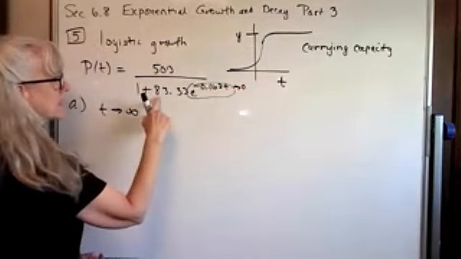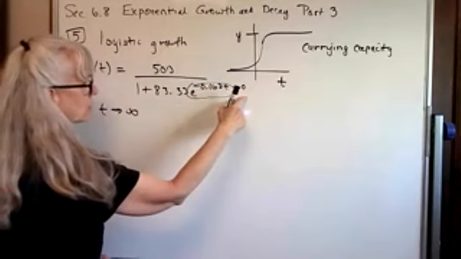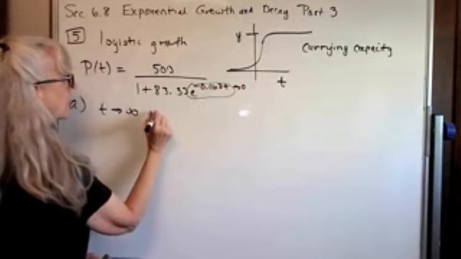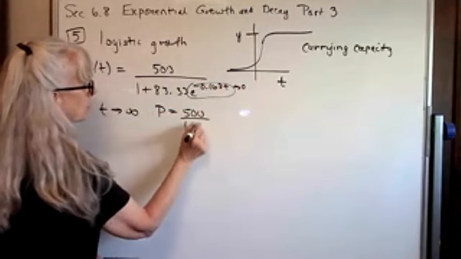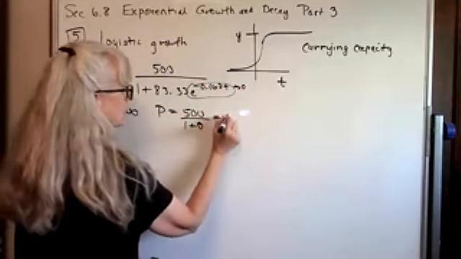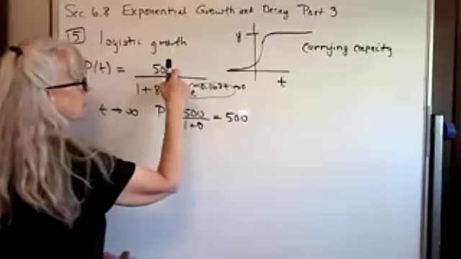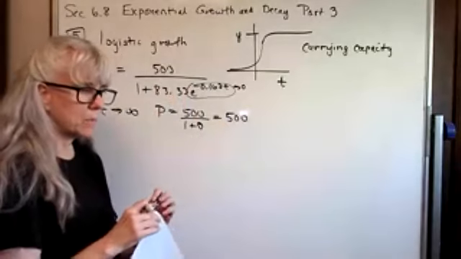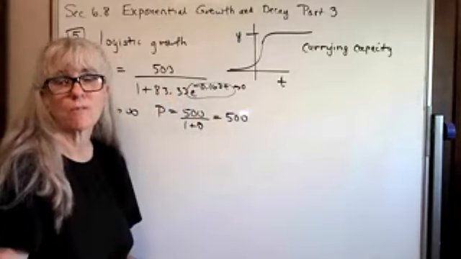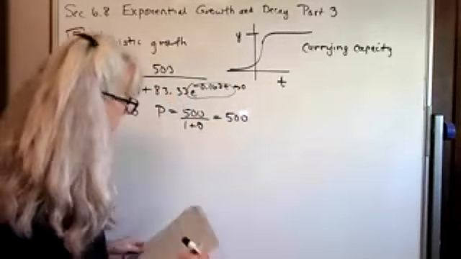Well, that means the 83.33 times 0 would be 0. So we're going to end up with the population being the 500 all over the 1 plus the 0. So that's going to be 500. In other words, the number in this problem, the numerator, is our carrying capacity. So at most, this territory or area can support 500 bald eagles, and that's what that's saying.